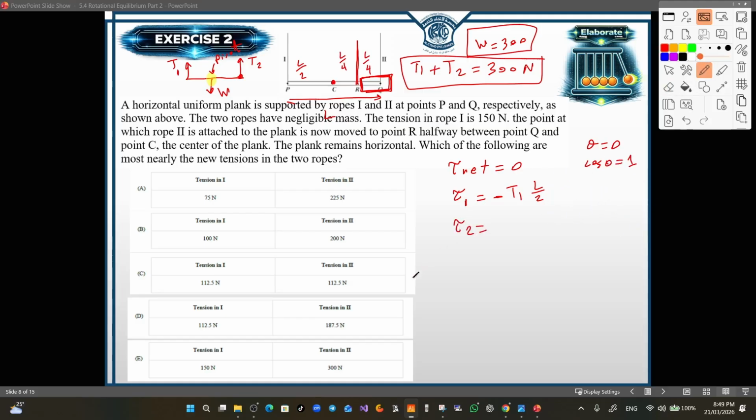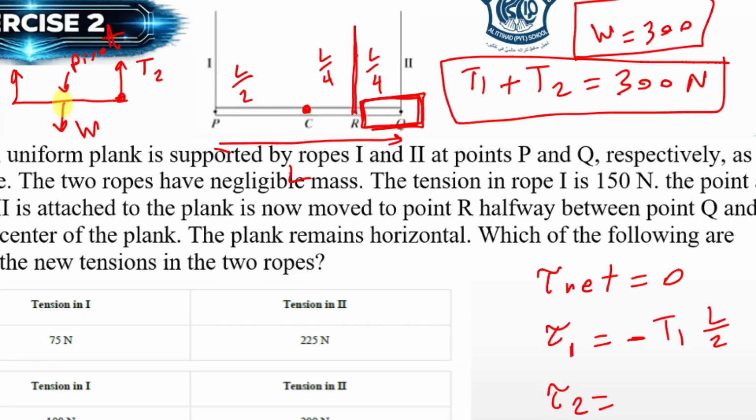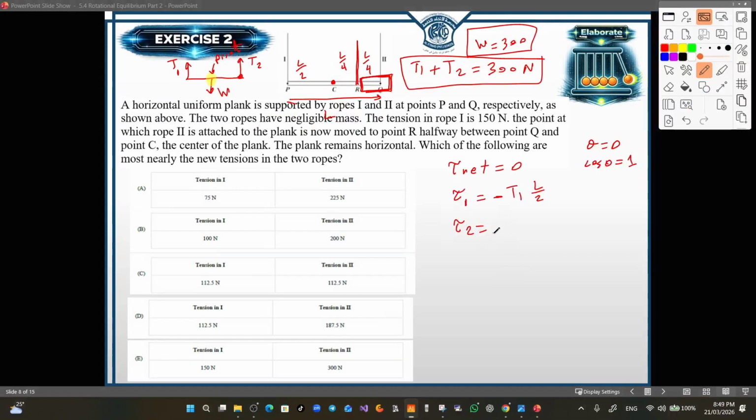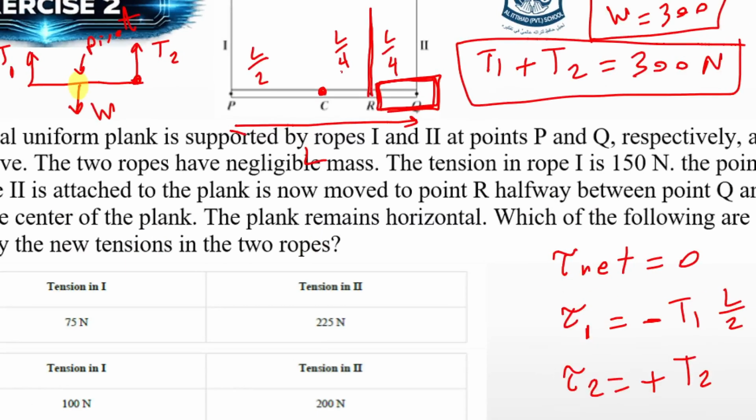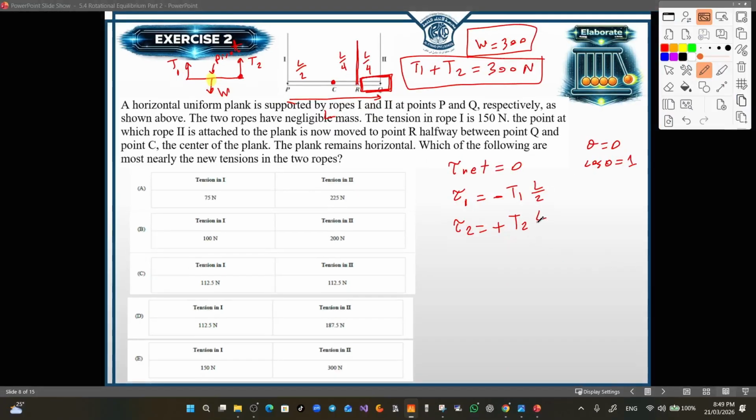Now tau 2, the rotational effect will be in the counterclockwise direction, so plus T2. And the distance now is not L over 2, because we have shifted the rope to a new position. The distance between the point of application of this force and the pivot is L over 4. Again, the line of action of this force is perpendicular to the radial direction, so no need to involve the cosine.